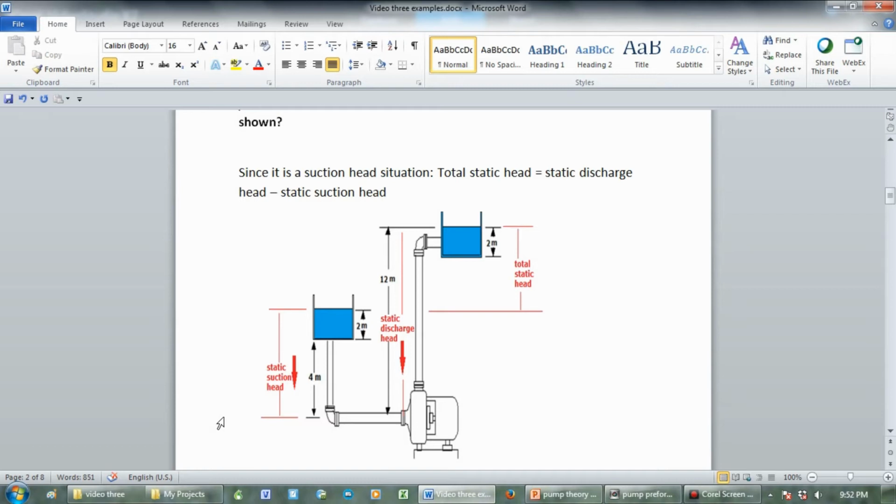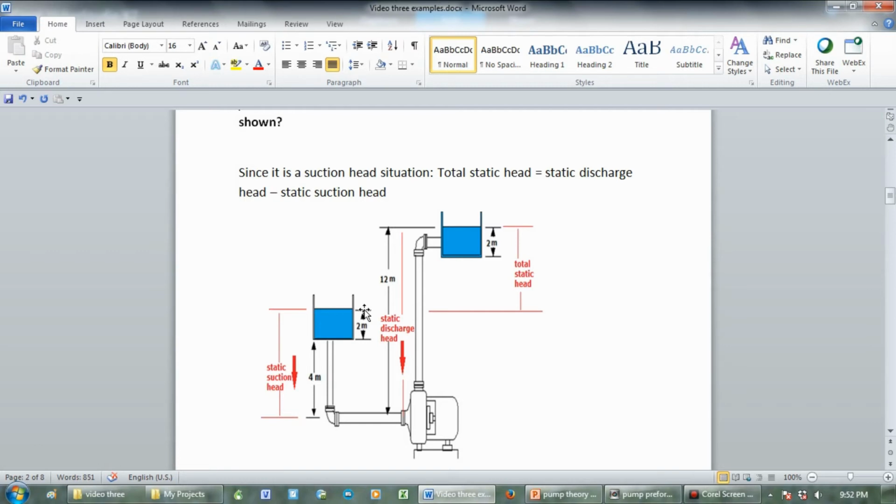Looking at our diagram, we know that static suction head is the distance from the center line of the pump suction to the top of the level in the source tank. So in this case, we have 4 meters from the pump suction up to the bottom of the tank, plus 2 meters to the level in the top of the tank. So static suction head would be 6 meters.